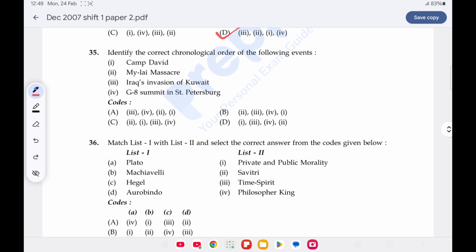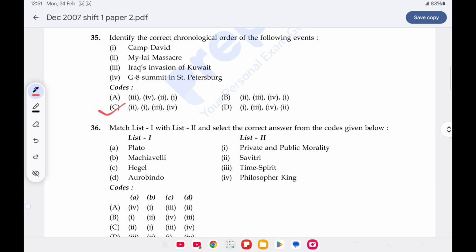Identify the correct chronological order of the following events. Option C is correct. First, My Lai Massacre in 1968, then Camp David in 1978, then Iraq's invasion of Kuwait in 1990, and the last is G8 Summit in St. Petersburg in 2006. Now question number 36.